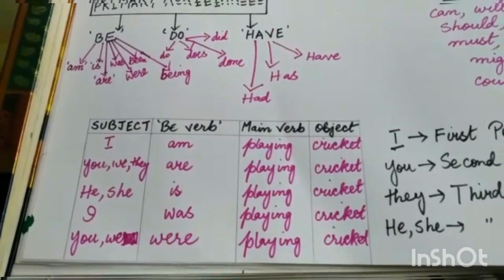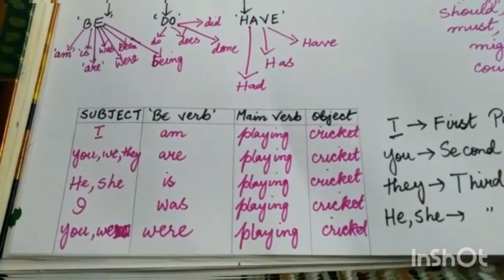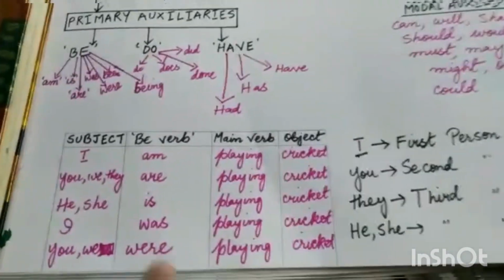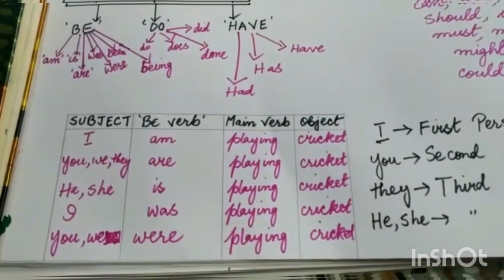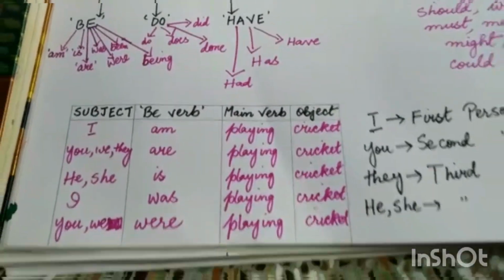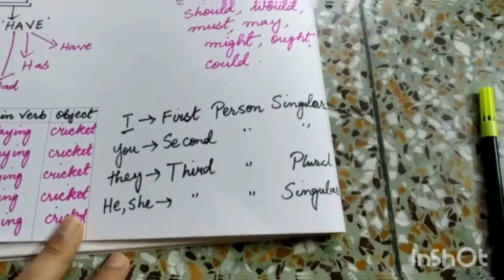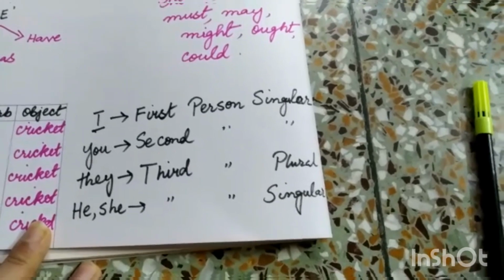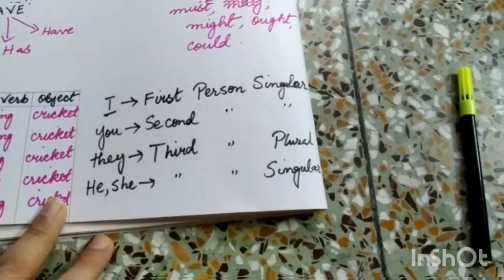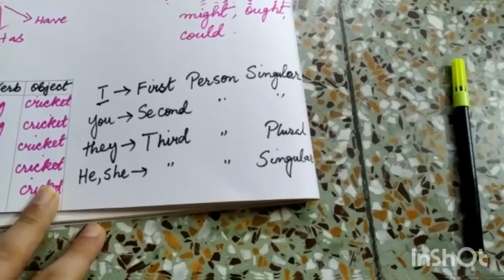So here you can see how the be verbs are changing according to the subject's number, person and also according to the tense. How the be verbs am, are, is, was are changing according to the subject's number, person and also according to the tense. So I here is first person singular, you is second person singular, they is third person plural, and he or she is third person singular.